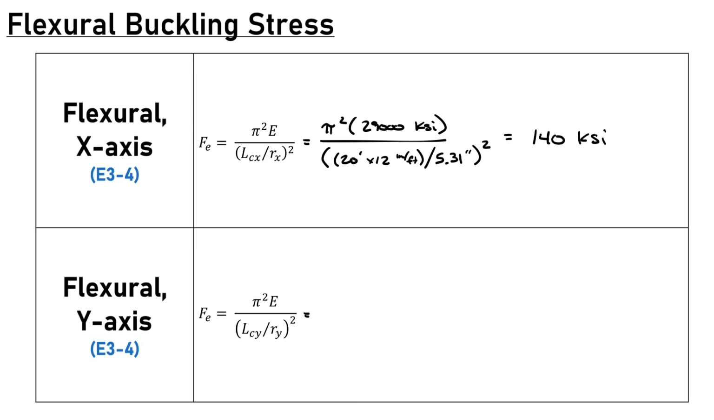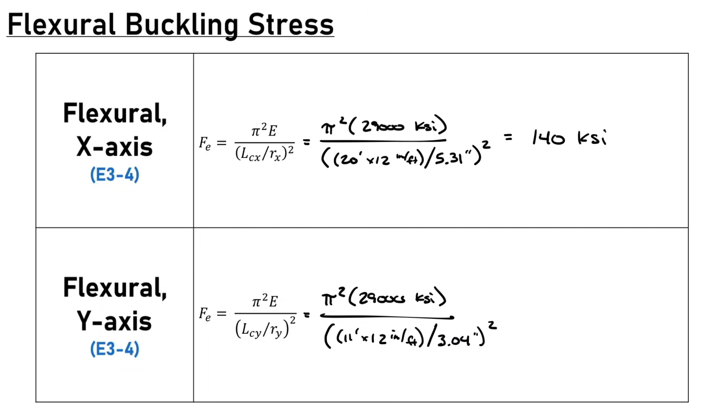We can repeat this for the weak axis or y-axis, where we have pi squared times 29,000 ksi, and then divided by, now my unbraced length here is 11 feet because I do have a brace just below mid-height there. I'll convert that into inches and then divide this by the radius of gyration in the weak axis, which is 3.04 inches. Square all that, and this is equal to 152 ksi. So effectively what we can see from this example so far is that my flexural strong axis buckling is more likely to happen than my weak axis buckling on account of this brace.